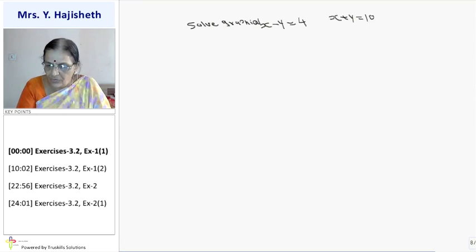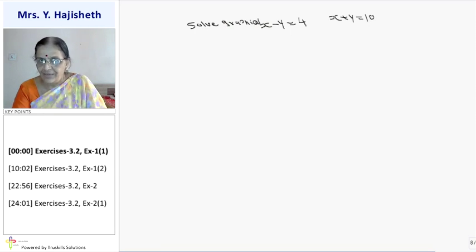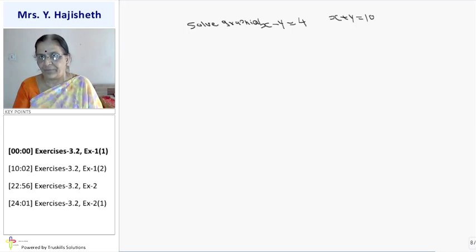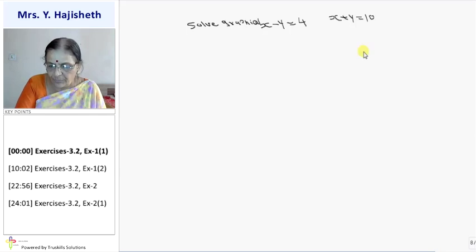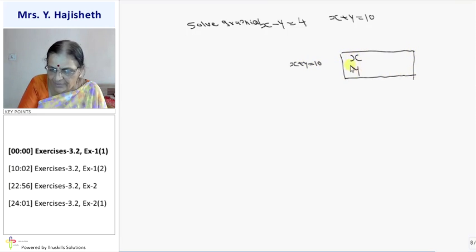You can use graph paper for the exact solution, right? But here even if I take graph paper, you won't get the image of that graph paper. So here I will take a proper scale and get the solution. Suppose for the first equation, x plus y is 10. Let us take two solutions. In order to graph any linear equation, I require a minimum of two solutions.